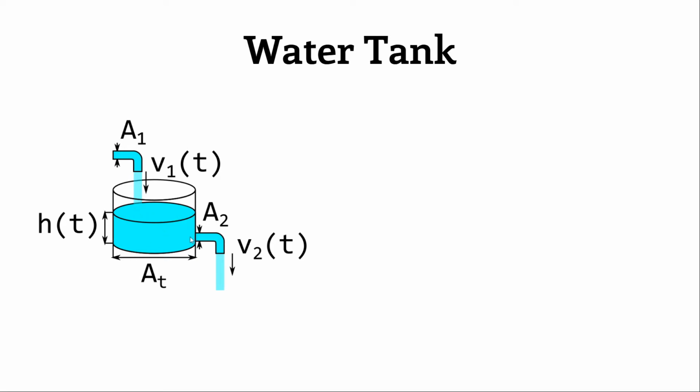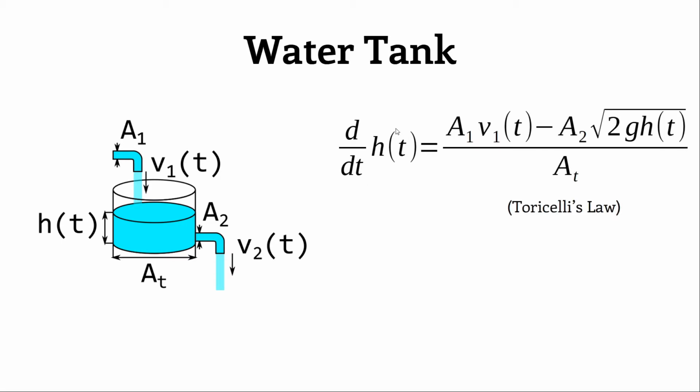However, the tank is also leaky. There's an outflow here, and the outflow velocity depends on the fill height of this tank. And also we have the cross section of the outflow here. So if we apply Torricelli's law, we find that the rate of change of the height is the volume inflow minus the volume outflow, where we determine the outflow velocity from the height, divided by the cross section of the tank. So that is our dynamics equation for the water tank.